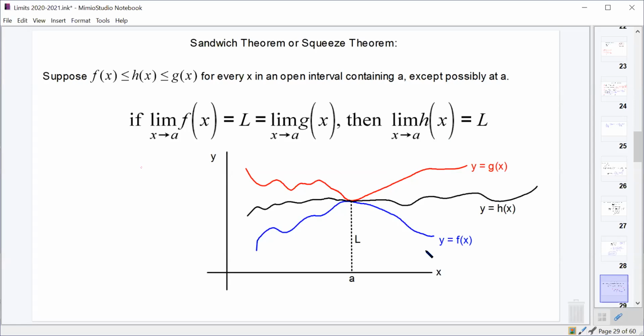And if we can sandwich the function h between g and f, and then find a point where the limit as x approaches a of g is equal to the limit as x approaches a of f, then that will tell us that the limit as x approaches a of h is the same as those other limits, because g must always be above h and f must always be below h. So if the limits of g and f are the same at a certain point, the function between them must also have the same limit. It's squeezed between those two upper and lower bounding functions. Does that make sense?